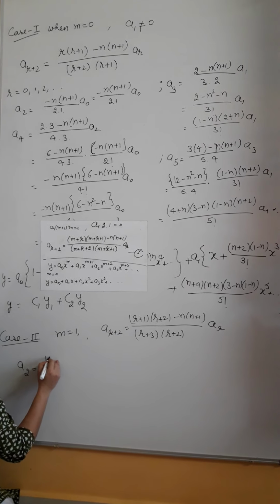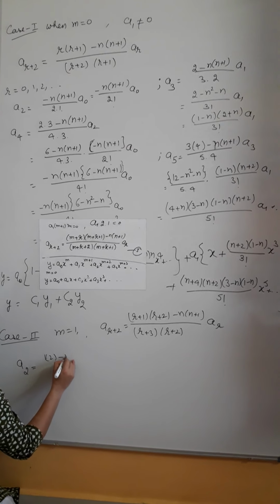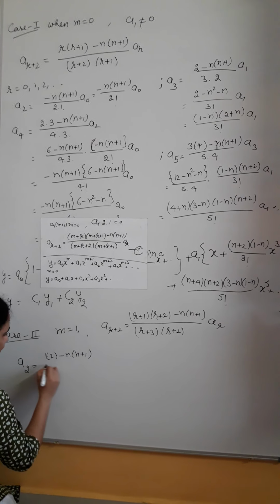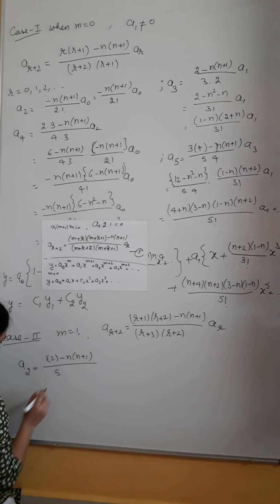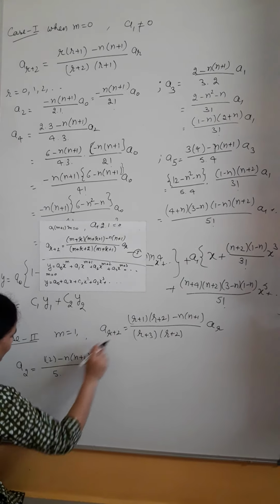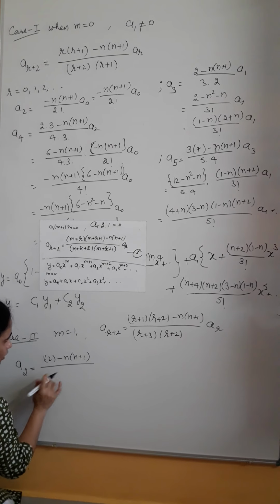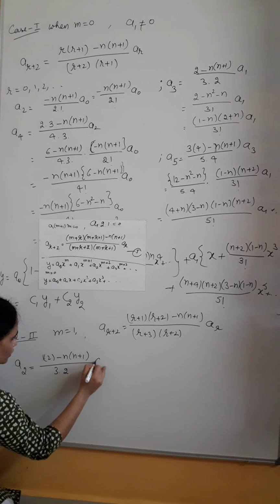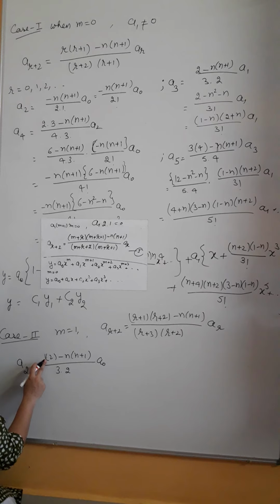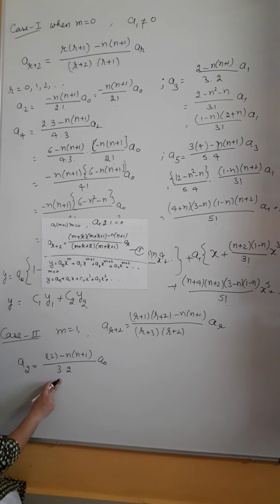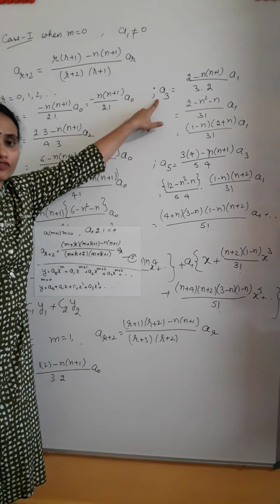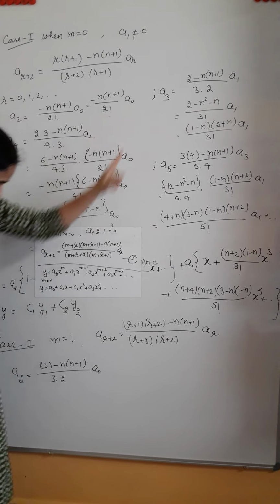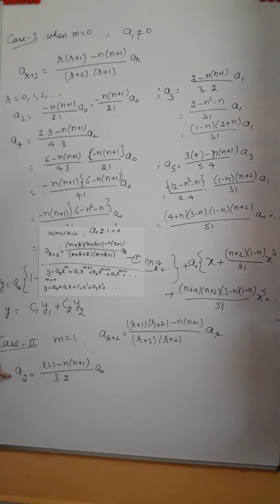So 1 into 2 minus n into n plus 1 divided by 3 into 2, a naught. We are putting r equal to 0. Now you see, have we got this value before somewhere? You check the previous case value of a3. You can see that a3 is same as a2.